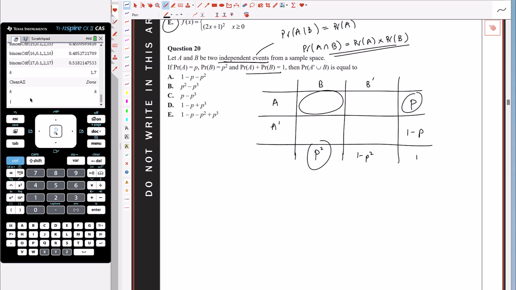But actually if we go back to our independence, we know that A intersection B, which is this cell up here, is the probability of A times the probability of B. So it's going to be p squared times p, so it's going to be p cubed. That's using our property of independence. And from there we can fill in what we don't know.